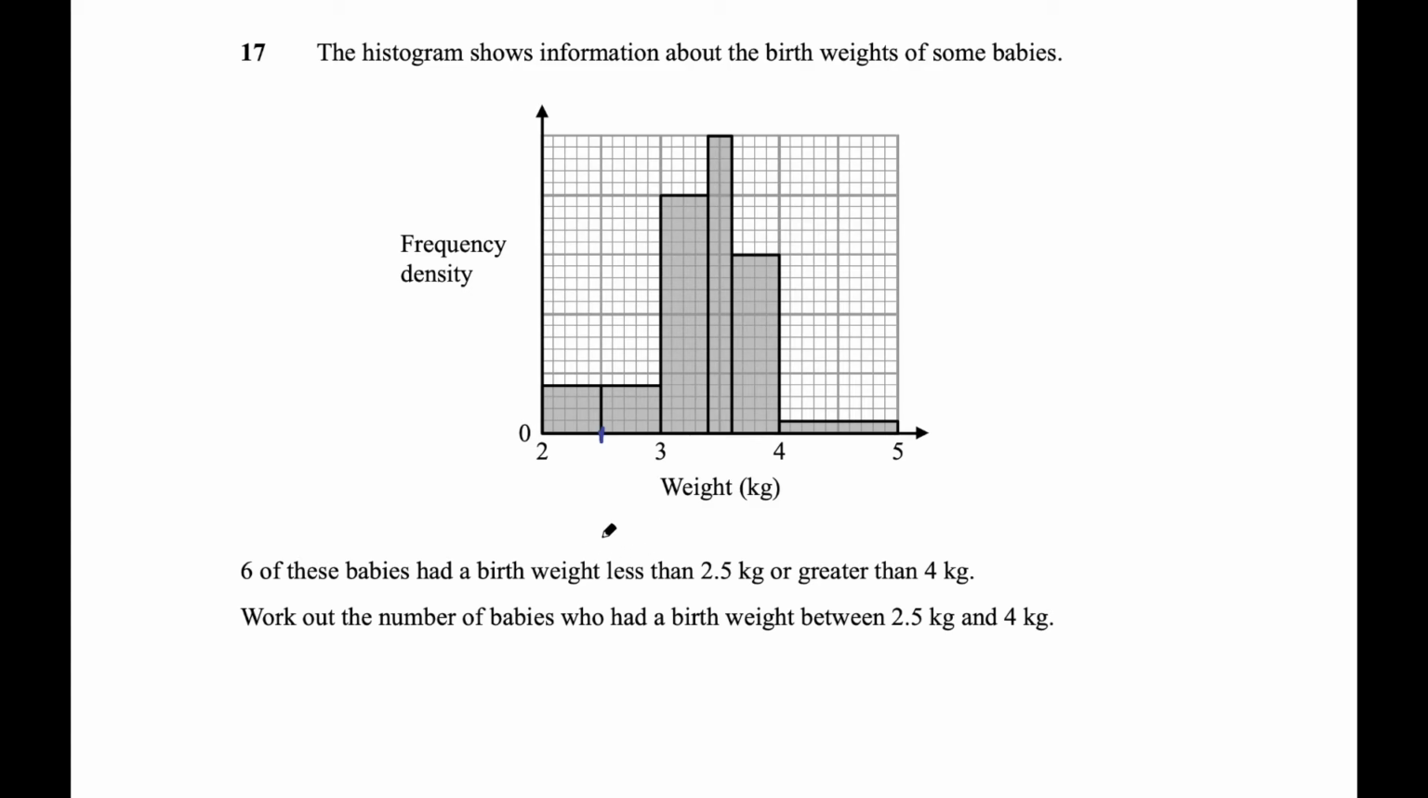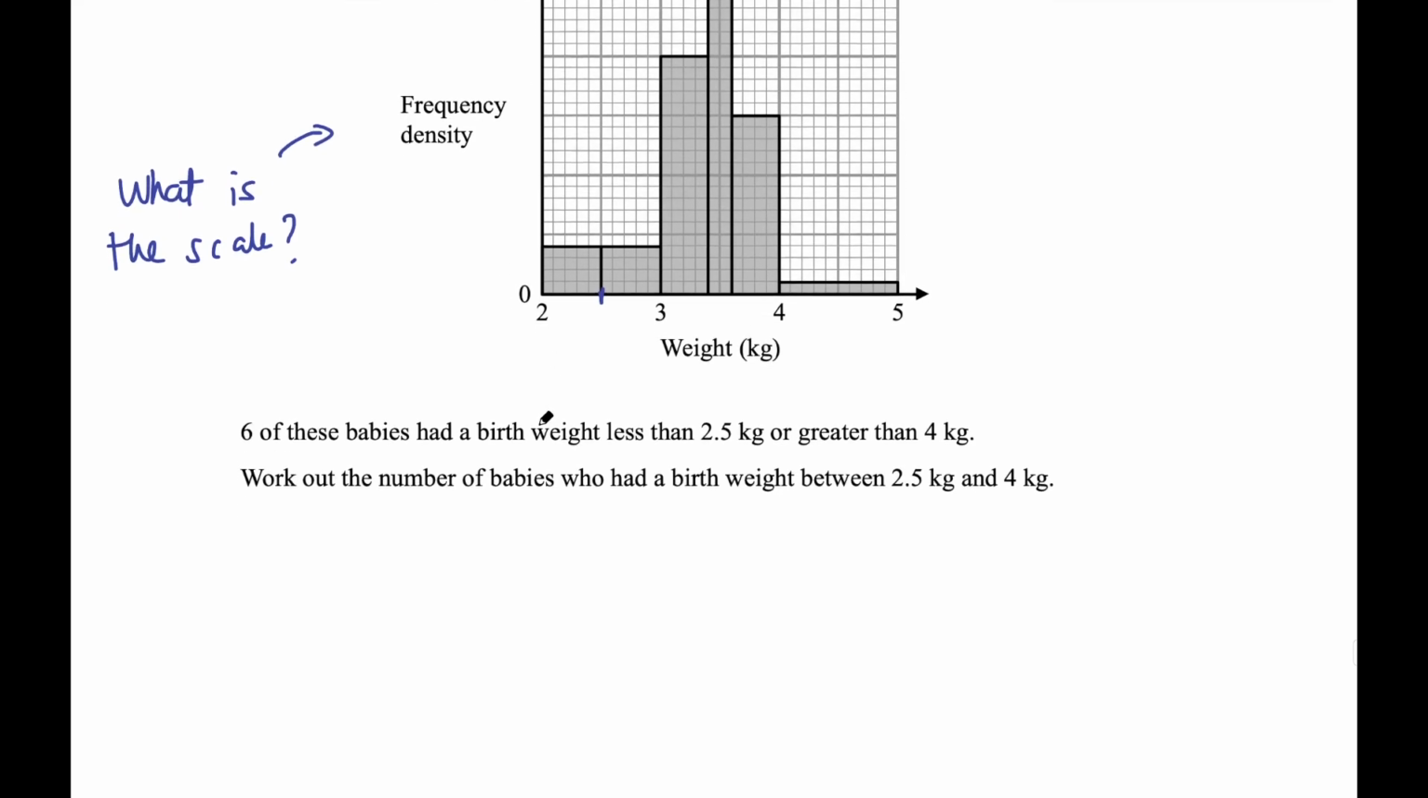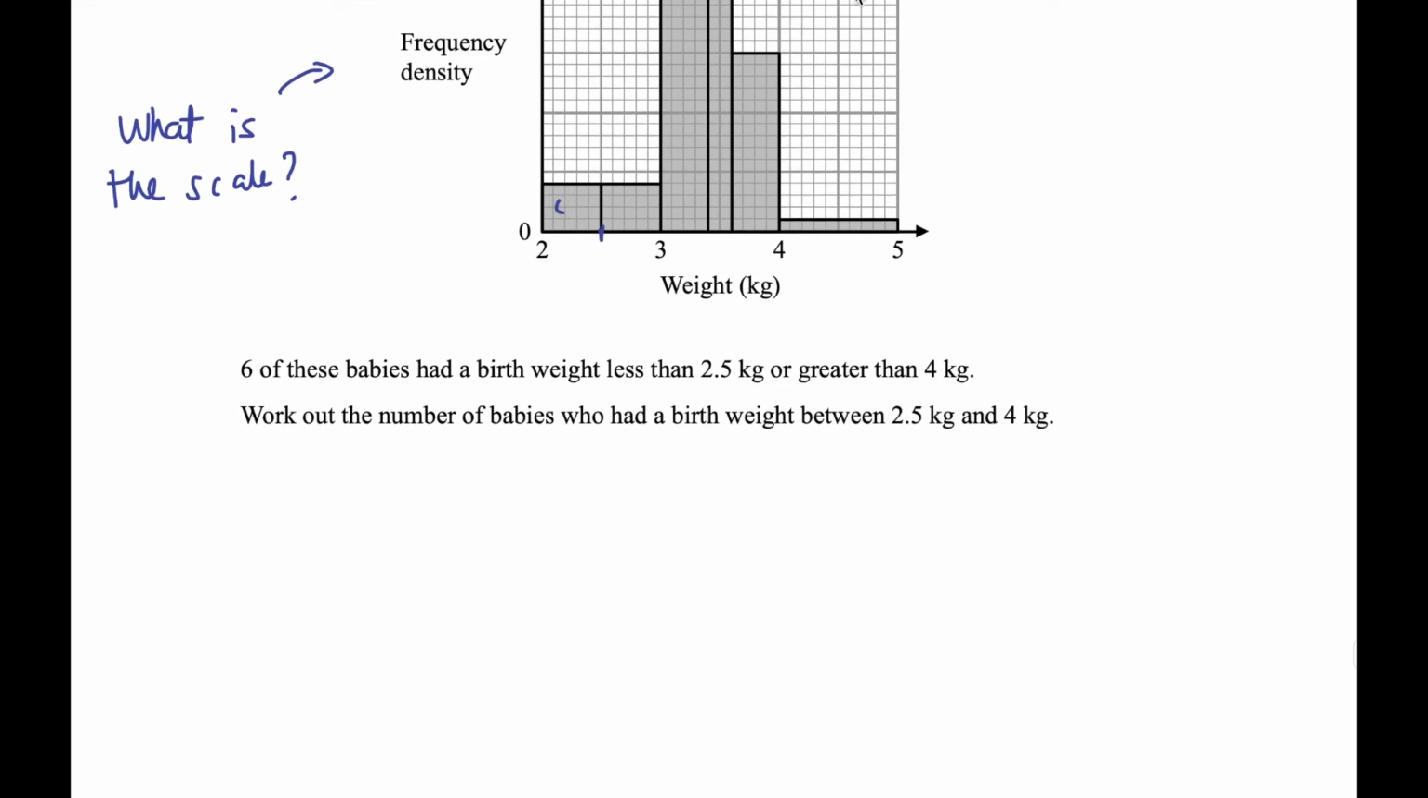So the problem is, for this one, you need to work out the scale on the axis for the frequency density. So we're looking for the scale here. So the question really is, what is the scale? So we can use this information, 6 babies, less than 2.5, greater than 4, to help us work that out. So for example, I could say that this area, so if I labeled these areas, let's call this one A, and this one, let's call this area in here B. Those two areas added together equals 6. That's what you get when you find the area of a histogram. You get the total frequency. So those areas added together equals 6.